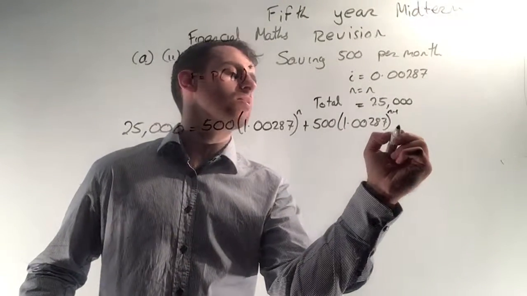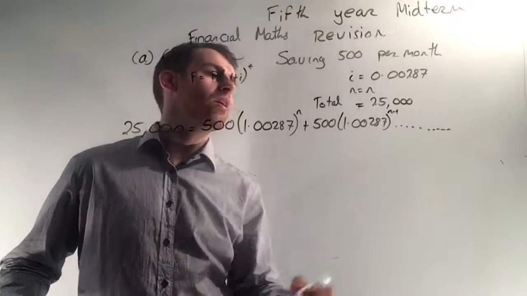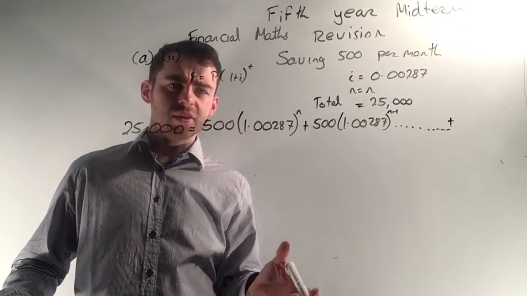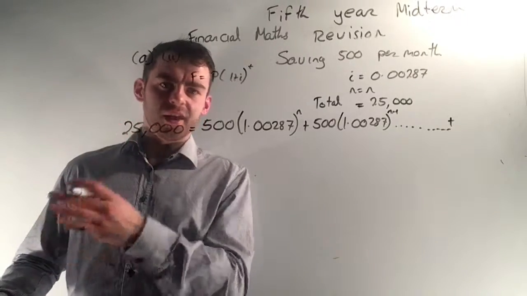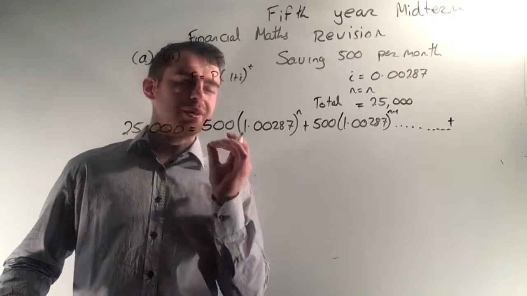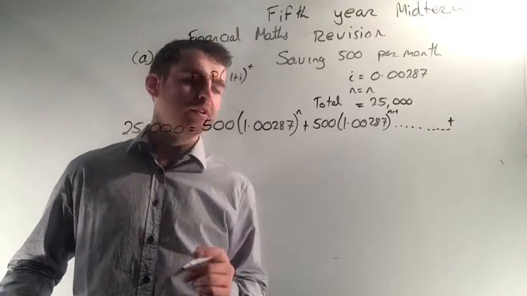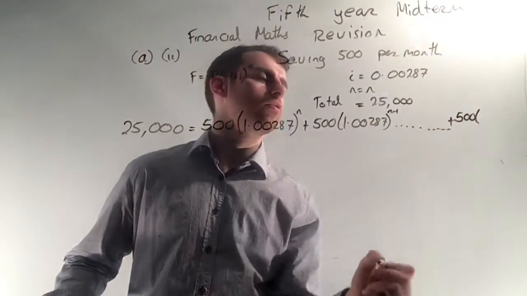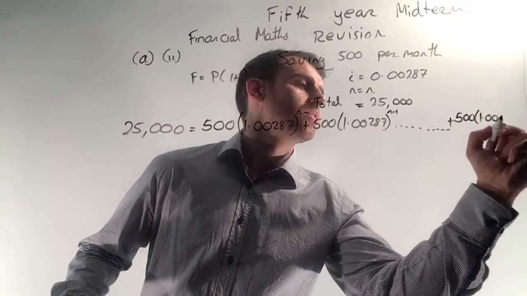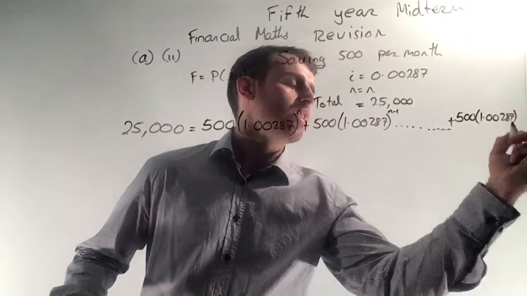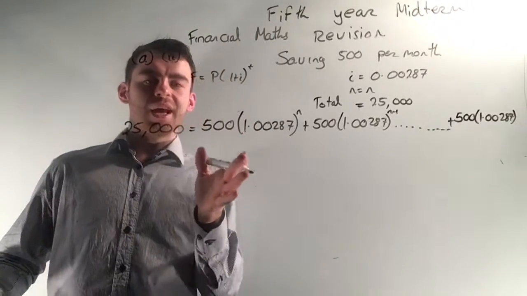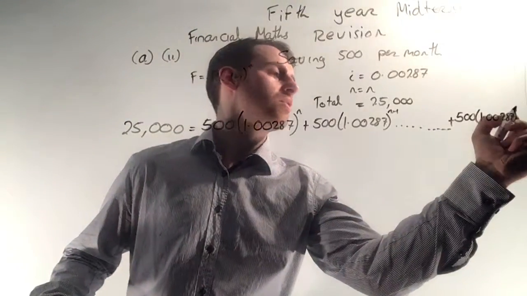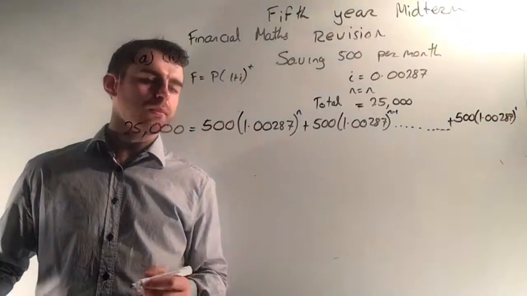Now there's loads of terms in the middle here. We actually don't know how many, but we know for a fact the last investment is going to go into the account at the start of the last month, which means that it's in the account for 1 month in total. So the last investment can be represented as 500 times the interest rate to the power of 1, because the last investment goes into the account at the start of the last month. In other words, it earns interest once.